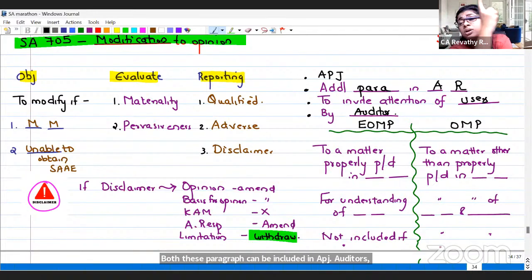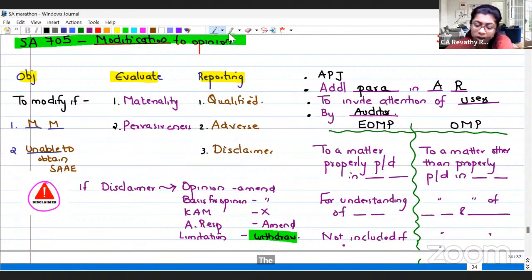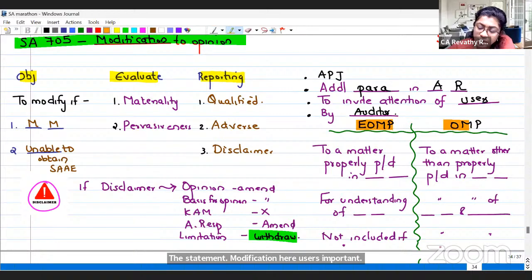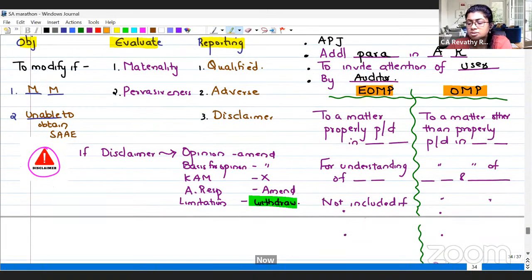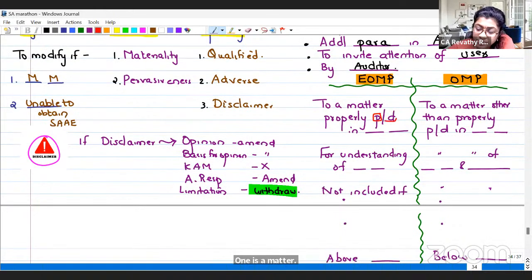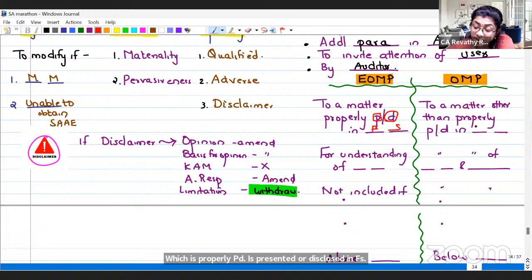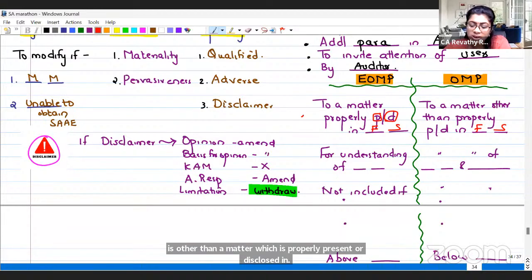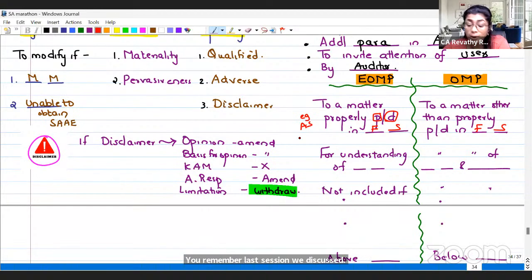If it is significant to the auditor, CAM. Misstatement, modification. Here, users are important. Now, may I know the difference between UMP and OMP? One is a matter which is properly presented or disclosed in FS. The second is other than a matter which is properly presented or disclosed in FS. You remember last session we discussed early application of new AS, pending litigation. Example here, one example of other matter para.